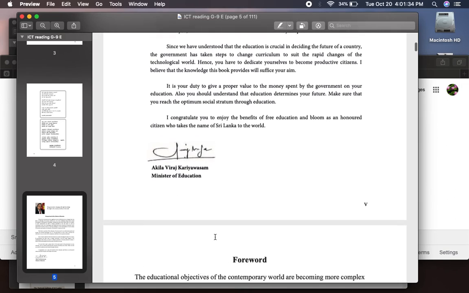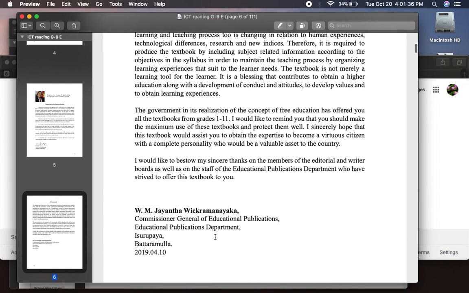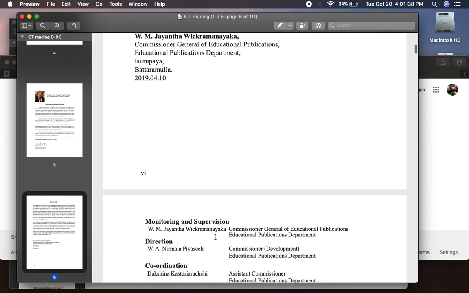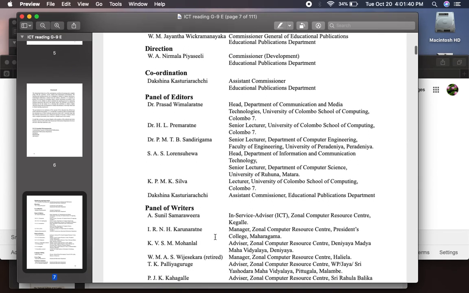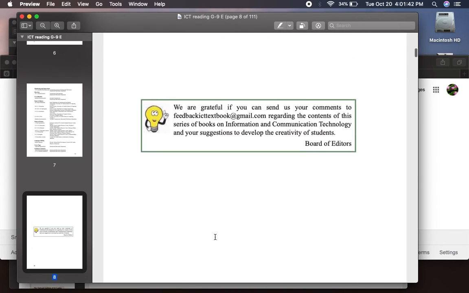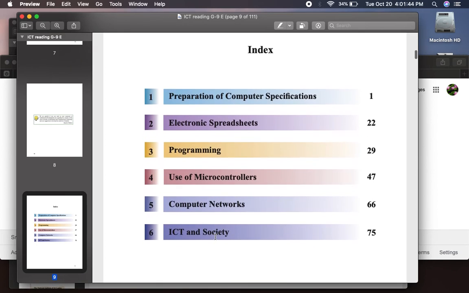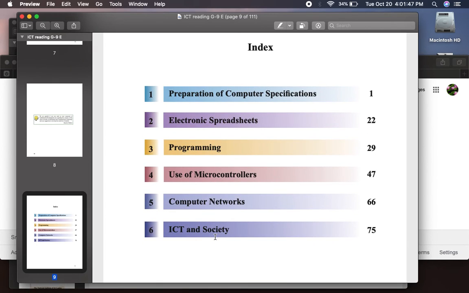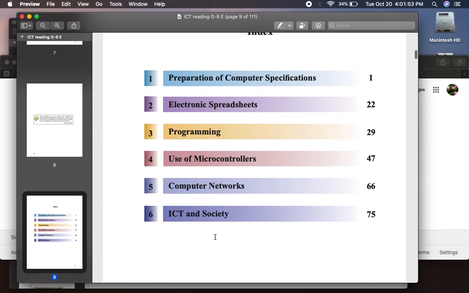There are two books for grade 9. One is the workbook and the other is the reading book. Now this is the reading book that I'm going through, and in it there are a series of topics covered. We'll be looking at the first topic, which is preparation of computer specifications.